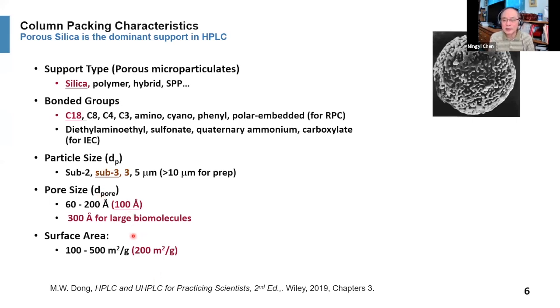Pore size is important. So I would say the nominal pore size for small molecule organics would be about 100 angstrom. If you use a large biomolecule, then you should use a larger pore size, such as 300 angstrom. And surface area is pretty high. Typically 1 gram of silica has a surface area as much as 200 square meters per gram, which is a huge amount of surface area, as much as that of a basketball court. See, 1 gram of silica, which is not a lot, has a lot of surface area.